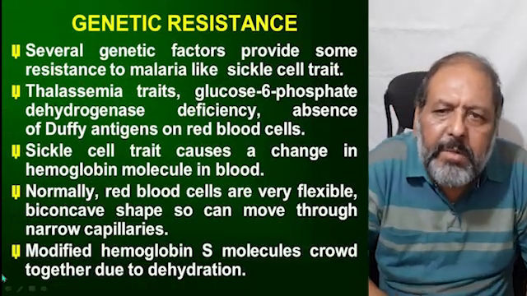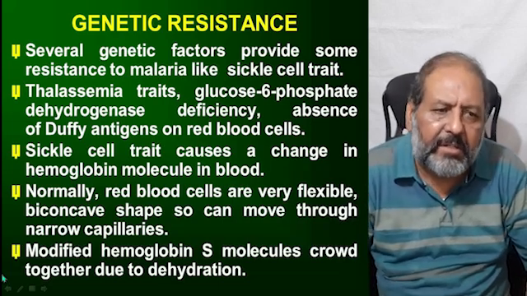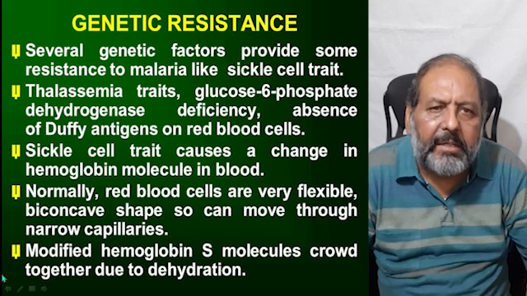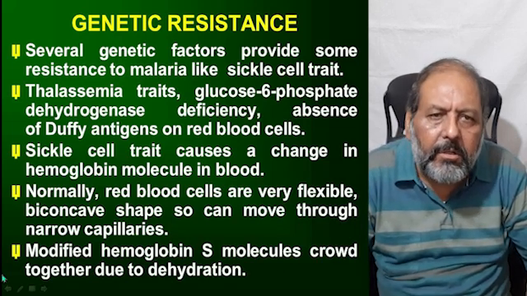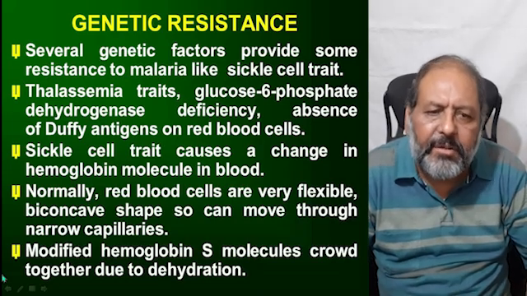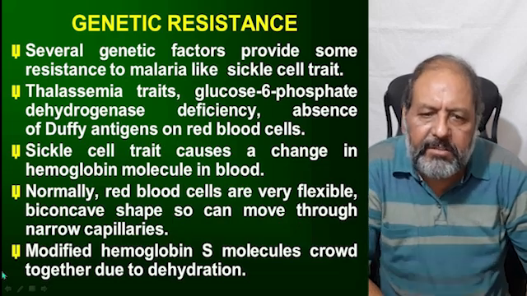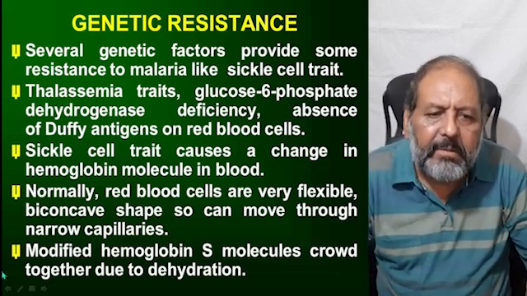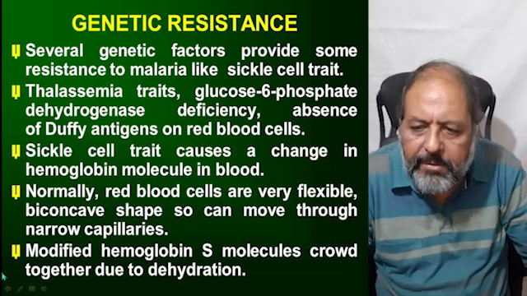Now, in malaria genetic resistance, several genetic factors provide some resistance to malaria, like sickle cell trait, thalassemia traits, glucose-6-phosphate dehydrogenase deficiency, and absence of the Duffy antigens on the red blood cells. Sickle cell trait causes a change in the hemoglobin molecule in the blood.